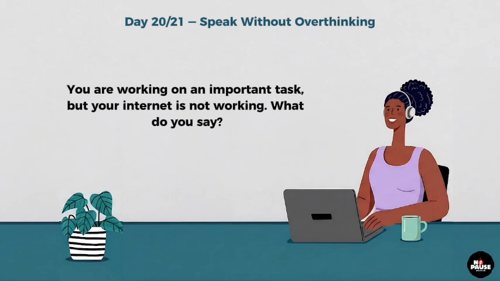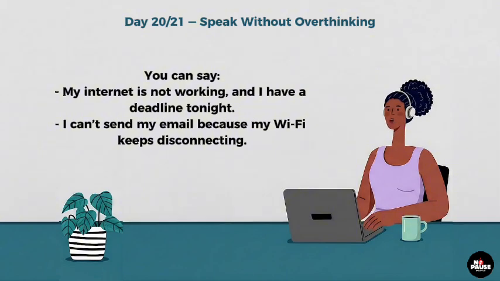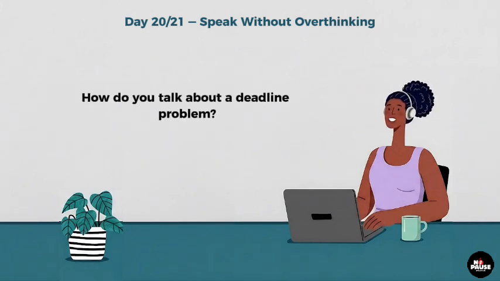You are working on an important task, but your internet is not working. What do you say? You can say, "My internet is not working, and I have a deadline tonight." Or, "I can't send my email because my Wi-Fi keeps disconnecting." Now your turn. How do you explain a deadline problem?